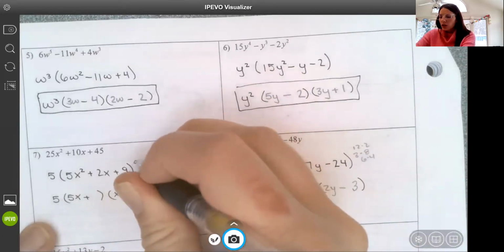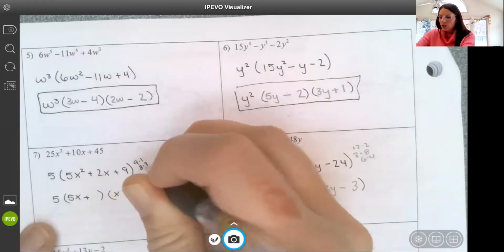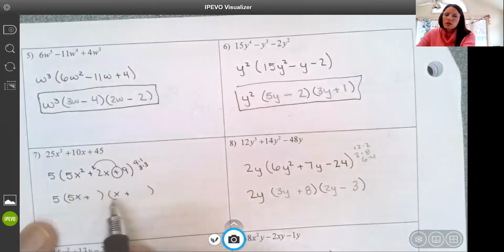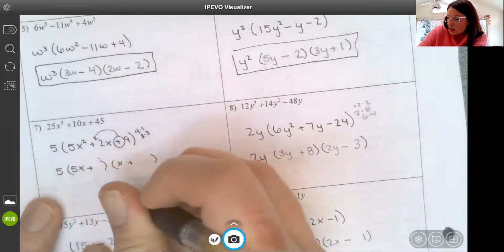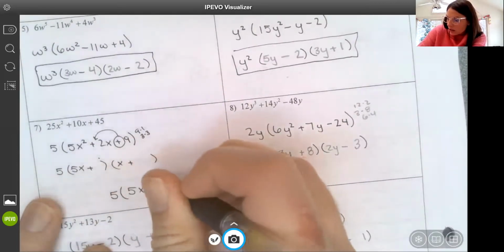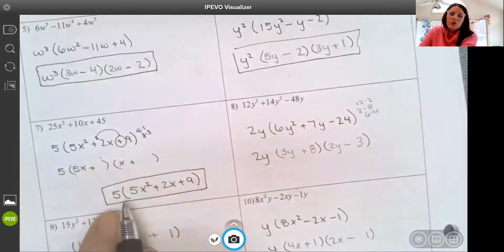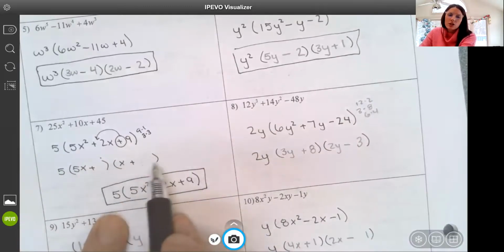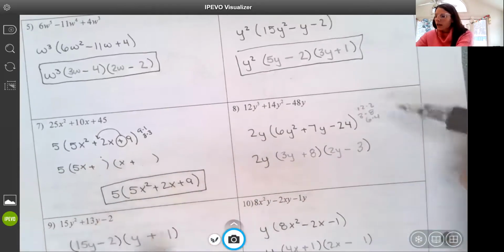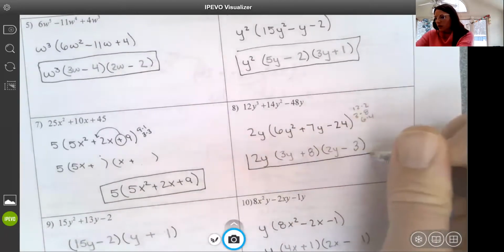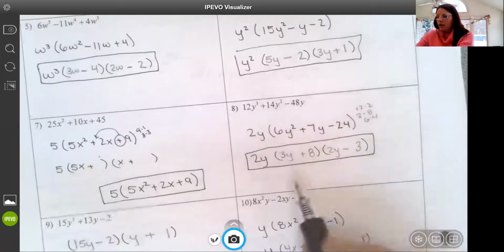So my only options for my last term would be 9 and 1 or 3 and 3. And because it's a positive C value, positive middle term, I know it's plus plus. And there's no way that I can place those in there and have this OI be just 2. So this is as far as I can factor that particular polynomial. All I can do is take a GCF of 5 out and then I'm done there. It doesn't factor any further. On 8, lots of options here for your last term. Here's my factored form. Take a 2 and a y out.